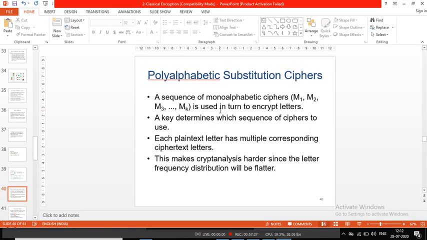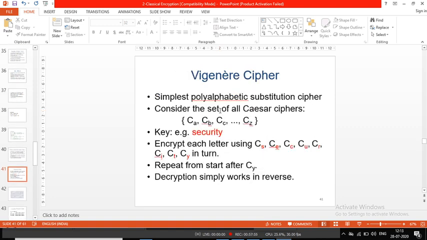Next topic is polyalphabetic cipher. In this polyalphabetic cipher also, we are going to segregate our plain text into a number of blocks. Here also we are going to encrypt our data by using some other method. Polyalphabetic cipher is also known as Vigenere cipher, as I already told in the first thing itself.